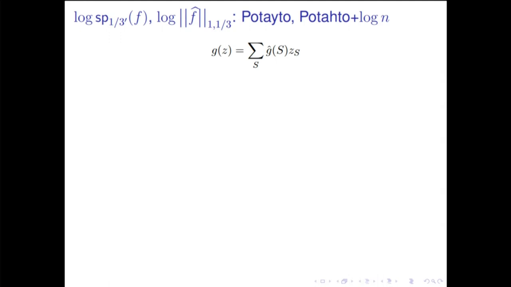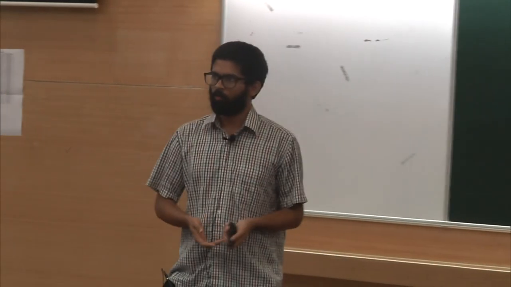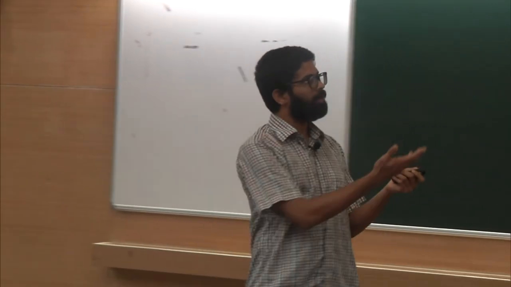And the reason is quite straightforward. So if you look at a function and you write it as a polynomial, so z sub S is the monomial where we multiply all z_i, i in S, and its coefficient is g hat of S. What I want to do now is I'll just sample from this polynomial g. So I sample a monomial with probability proportional to the absolute value of the coefficient. For example, here we've sampled one monomial and we're normalizing it. And this sampled polynomial in expectation is exactly our polynomial, because we're just sampling coefficients from the natural distribution.